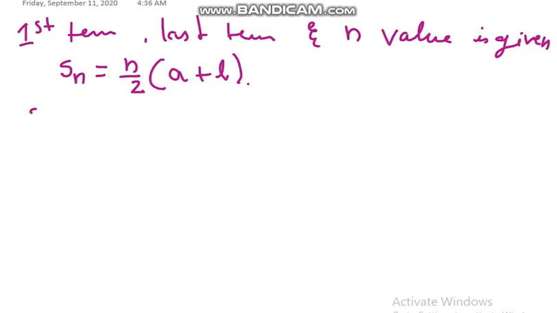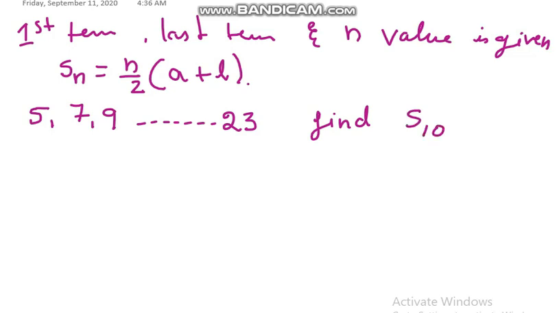I will take one example. 5, 7, 9, and so on up to 23. This is a kind of finite arithmetic progression, because in this arithmetic progression we have a finite number of terms. Therefore, it is called a finite arithmetic progression. In this example, find S10, the sum of 10 terms.